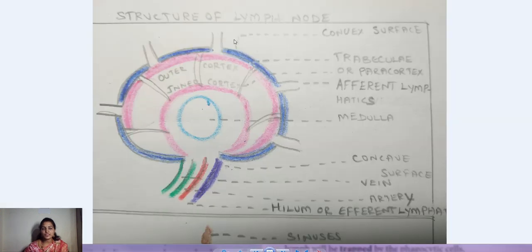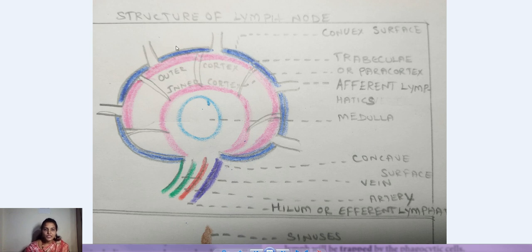So this is the structure of the lymph node. And what is a lymph node? It's a small capsulated structure, like a knob, which is present in the lymphoid tissue, right? Here you can see it has two regions.